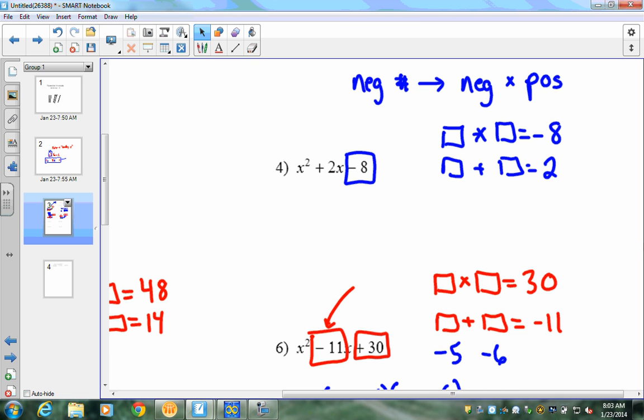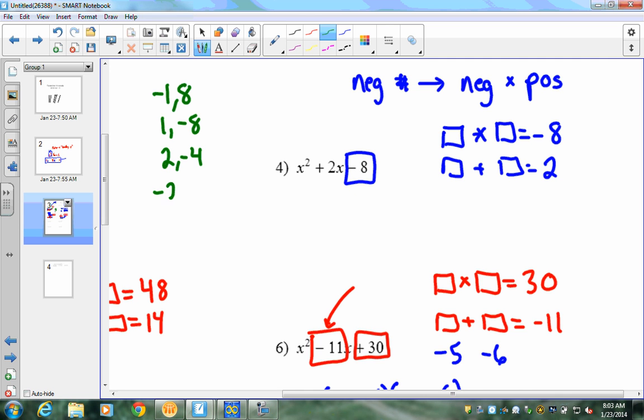So let's see, I'm going to write this in green here. All the different ways I can multiply to get to negative 8, that is negative 1 and 8. Or I could say positive 1 and negative 8. Or I could say 2 and negative 4, or negative 2 and positive 4. I believe that's it. So what adds up to get to positive 2?